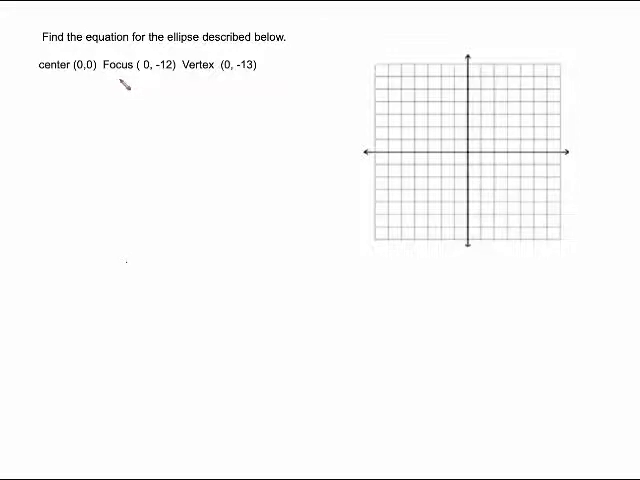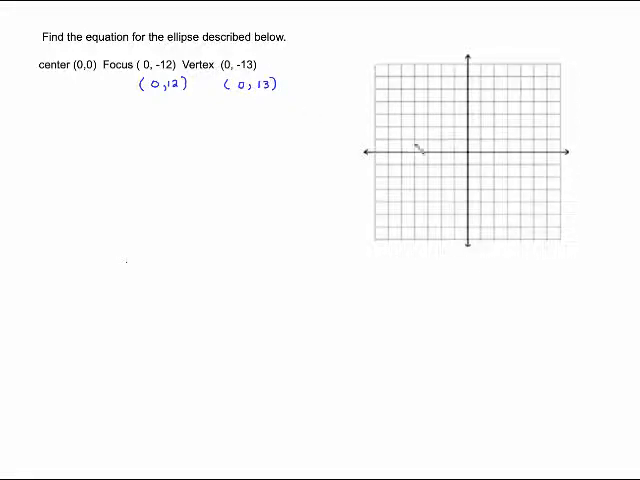This time we have the center 0, 0. We have a focus at 0, negative 12. Now, remember, if you have one focus at 0, negative 12, you have another focus in the same position on the other side of the axis. So if one focus is at 0, negative 12, the other one is at 0, positive 12. Same thing when it says one vertex is 0, negative 13. You have another vertex over at 0, positive 13.